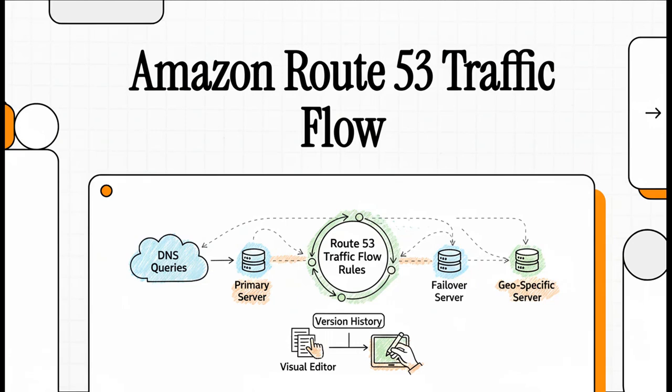You know, managing DNS for a big, sprawling application can honestly feel like you're trying to untangle a massive, impossible knot. But what if you could just smooth it all out, turn all that complexity into a super clear visual flowchart? Well, that's exactly what we're going to dive into today with Amazon Route 53 Traffic Flow.